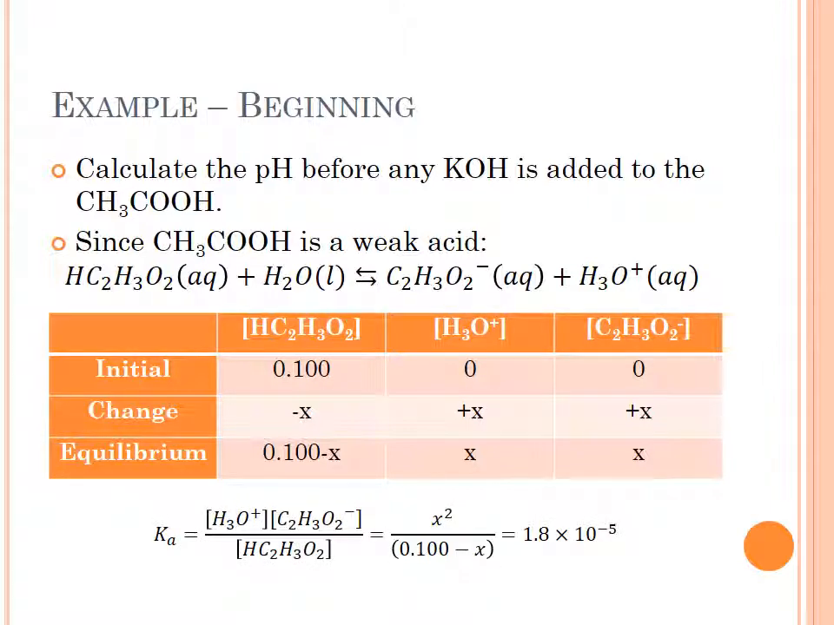So our Ka is going to be the hydronium times the acetate divided by the acetic acid, or when we plug in our x's, we'll get x squared divided by 0.1 minus x, which is equal to 1.8 times 10 to the negative fifth, which is the Ka for acetic acid. Those are values you'll look up in a reference. Typically, there's an appendix in the back of your textbook that'll give you these types of numbers, Kas and Kbs.